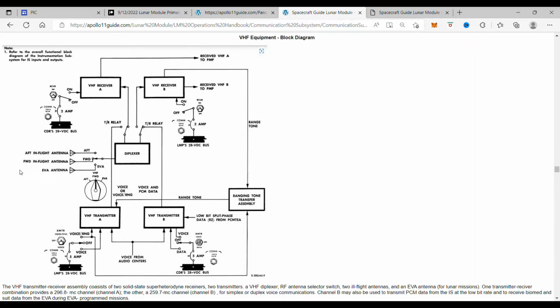In flight, when the Lunar Module is separated from the Command Service Module and both vehicles are on the Earth side of the Moon, the communication subsystem provides S-band communications with the MSFN and VHF communication with the Command Service Module. When the Lunar Module and Command Service Module are on the far side of the Moon and communication with the MSFN is impossible, the communication subsystem provides VHF communication with the Command Service Module.